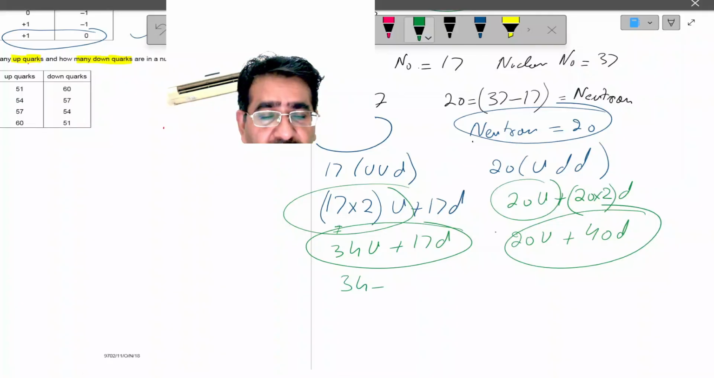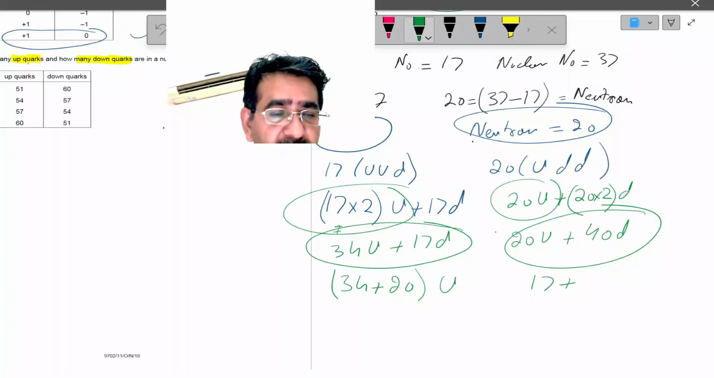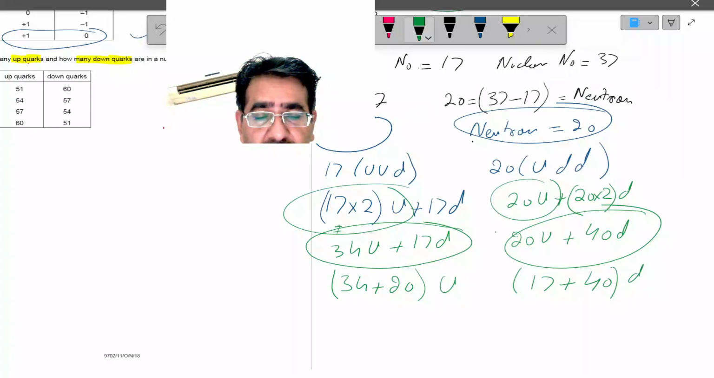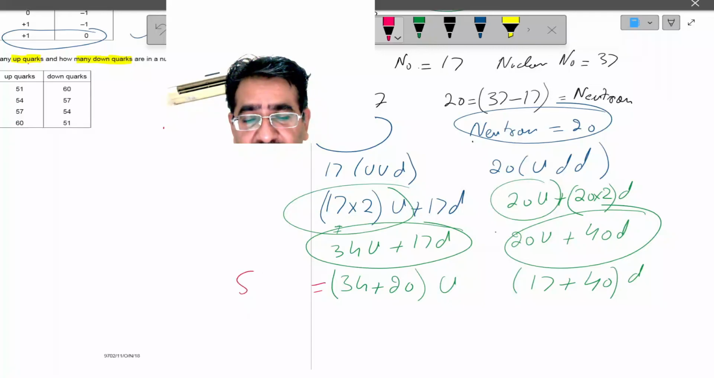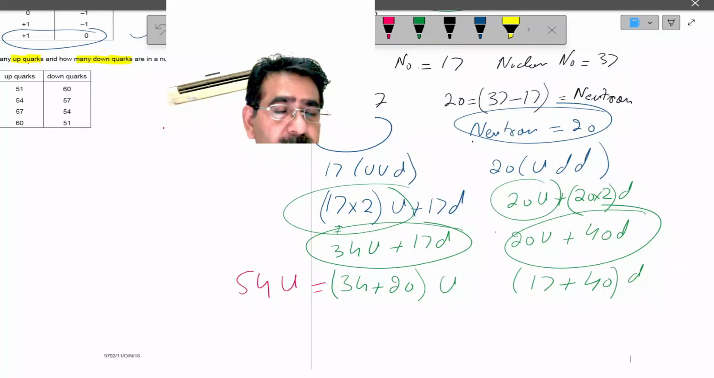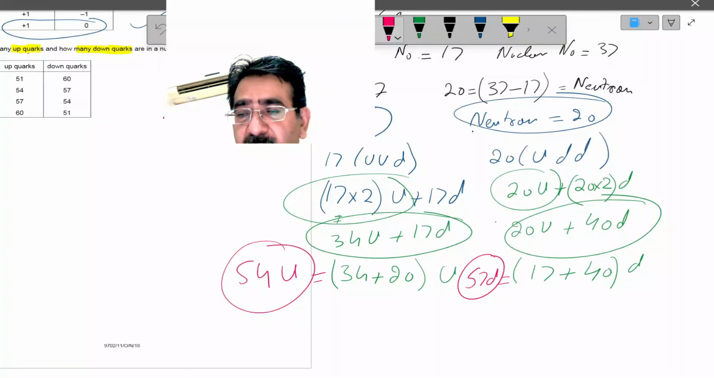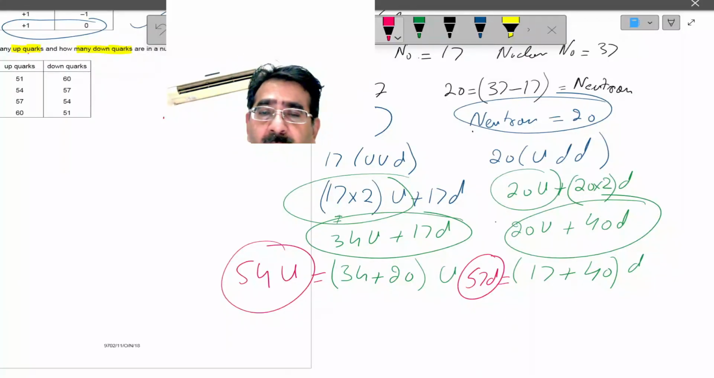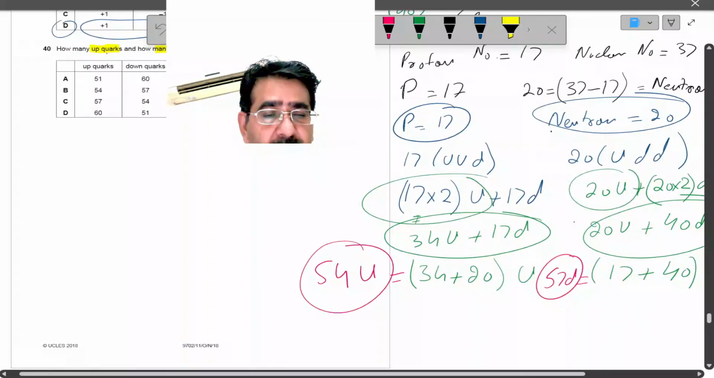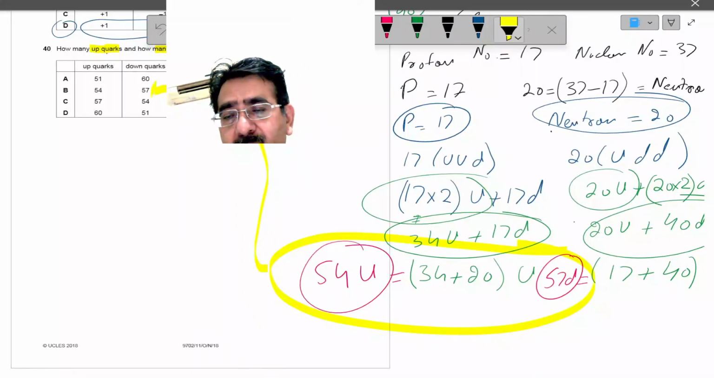So 34 plus 20 up, and 17 plus 40 down. So that will be equal to 54 up and 57 down. This will be the answer: 54 ups and 57 down. So B will be the correct answer.